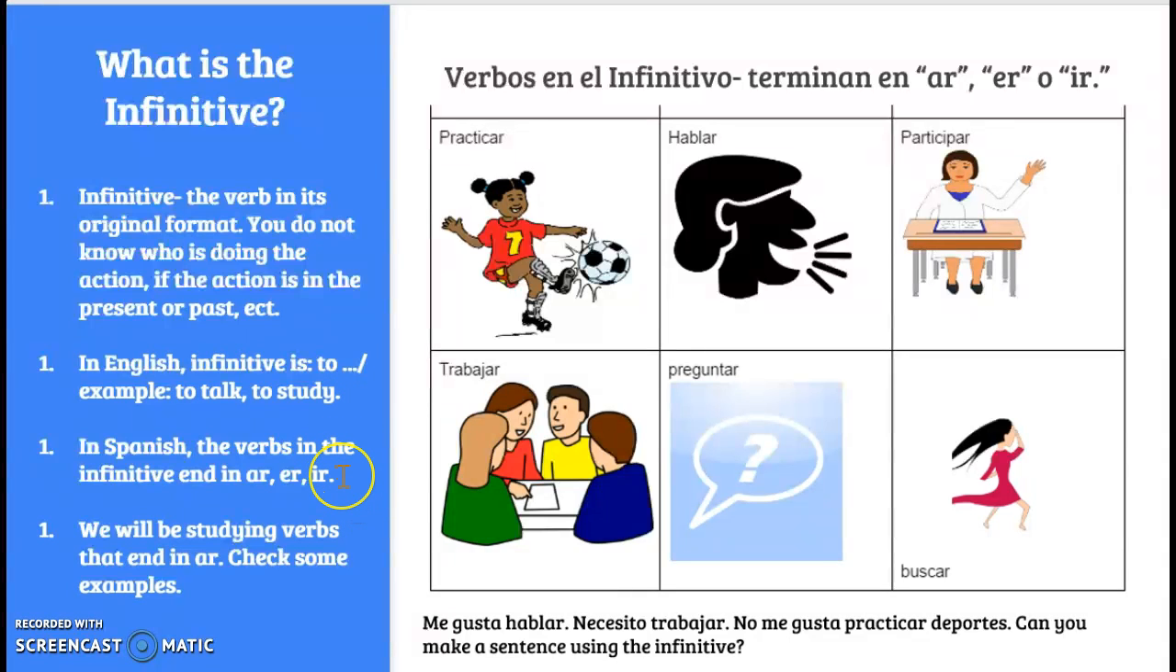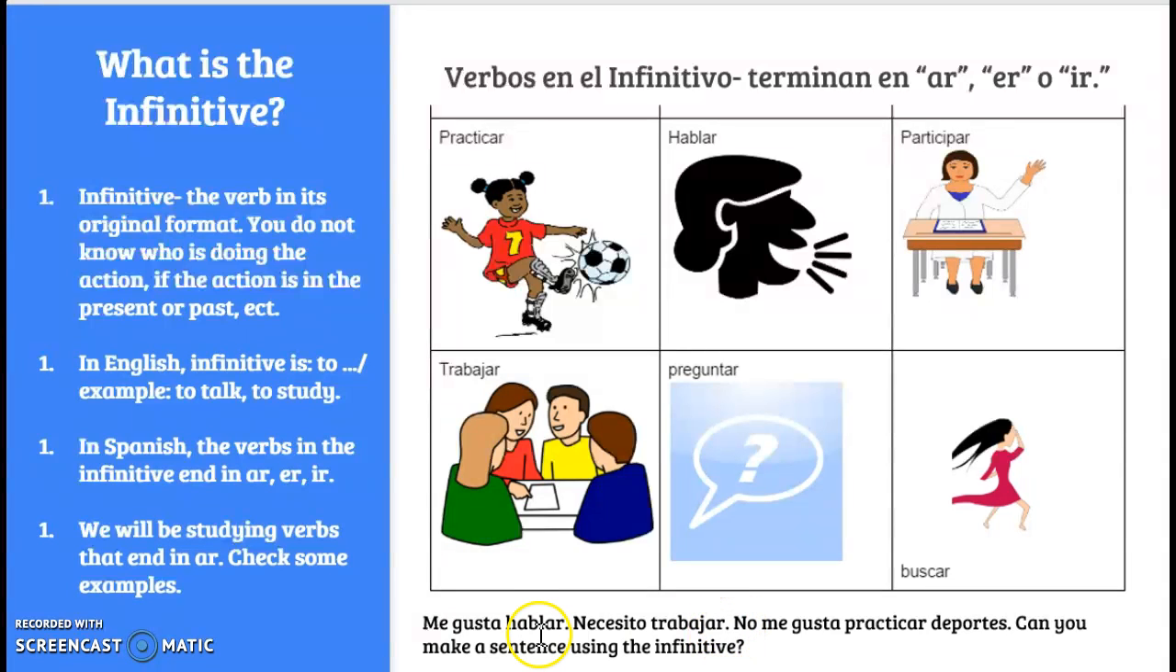So we're going to be learning the AR verbs and we're going to be making changes on those verbs. Okay, that's why if I say me gusta hablar, I like to talk, you're not conjugating the verb, you're leaving the verb in the infinitive. Because just like in English, I say I like to talk. I don't say I like talk, right? Necesito trabajar. I need to work.